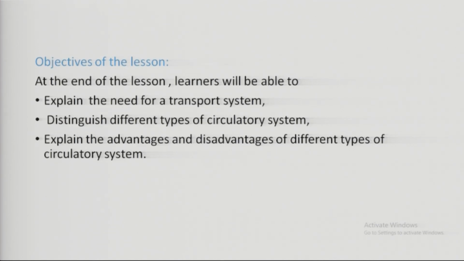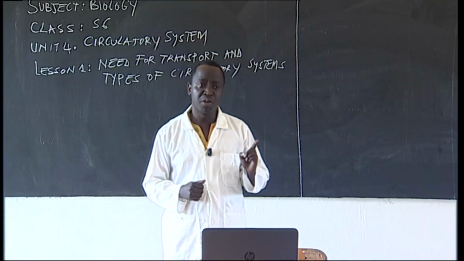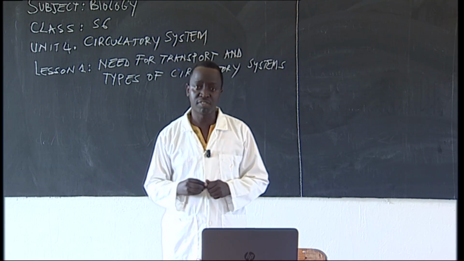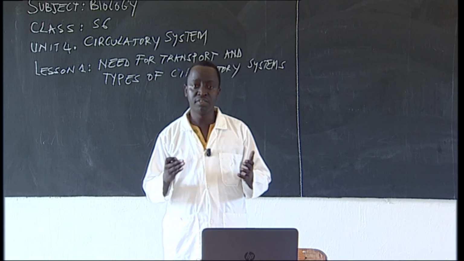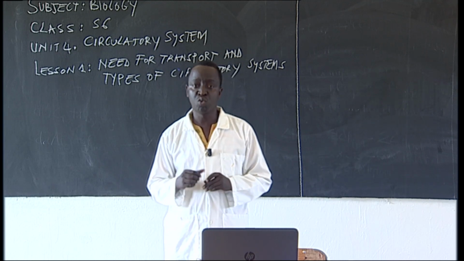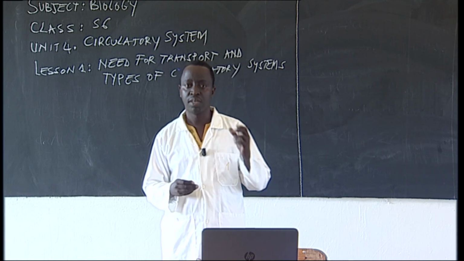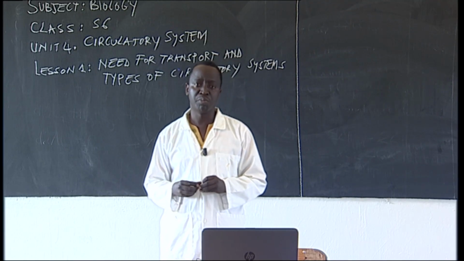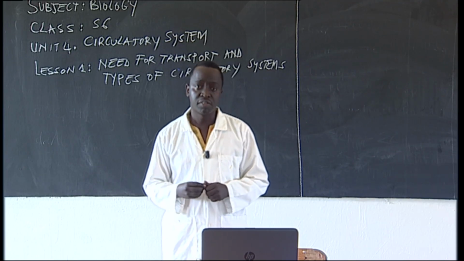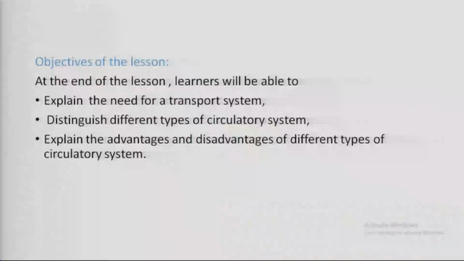Before we start, you have to know what you are supposed to know at the end of this lesson. The first objective: you have to be able to explain the need for a transport system. Why do organisms need a transport system? The second objective: you will be able to distinguish the types of circulatory system. And then you will also know the advantages and disadvantages of different types of circulatory system.